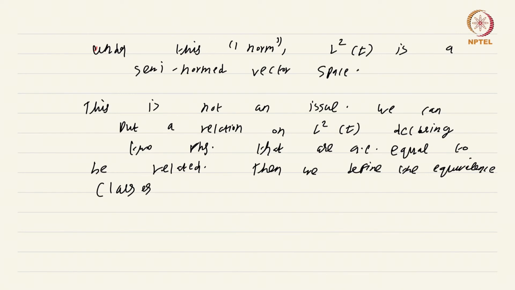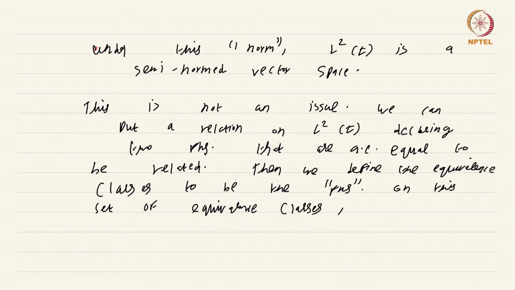We can define the equivalence classes to be the functions, because from the perspective of the Lebesgue integral, functions that are almost everywhere equal to other functions should be identified, because the Lebesgue integral is blind to differences on sets of measure 0. So two functions that are almost everywhere equal will behave exactly the same from the perspective of the Lebesgue integral. So you declare any two functions that are almost everywhere equal to be the same. You do that formally by setting up an equivalence relation. On this set of equivalence classes, we get a norm, not just a semi-norm.